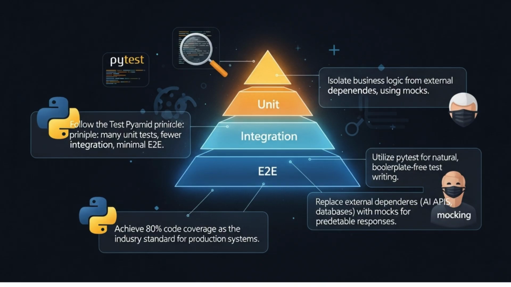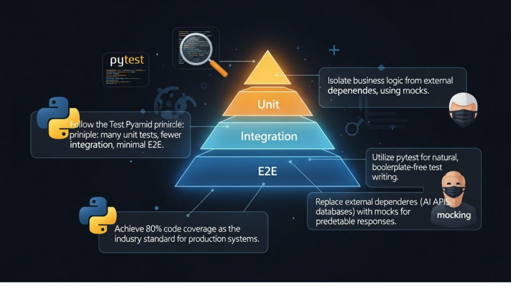For our test framework, we'll be using PyTest. It's incredibly powerful with its flexible fixture system and excellent assertion introspection, making test writing feel natural and eliminating much of the boilerplate you might find in other frameworks. Finally, we'll leverage coverage analysis to measure how much of your code is actually executed by your tests. Aiming for 80% coverage means your tests are running through 4 out of every 5 lines of code, a widely accepted industry standard for high-quality production systems.